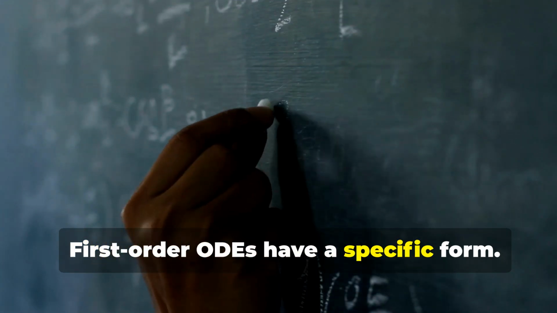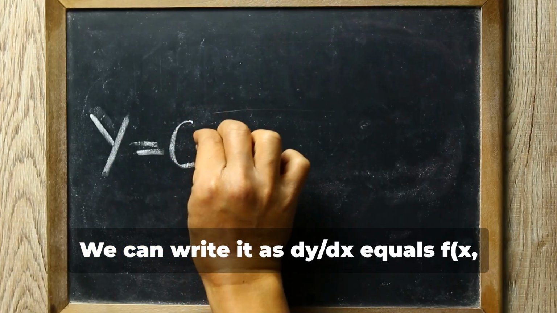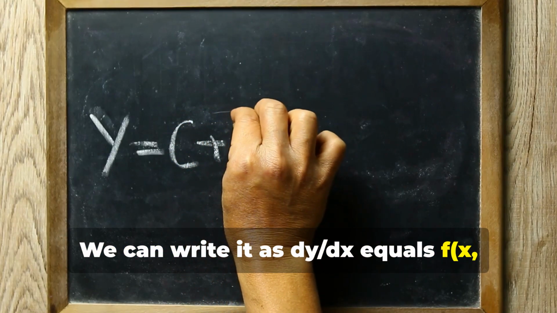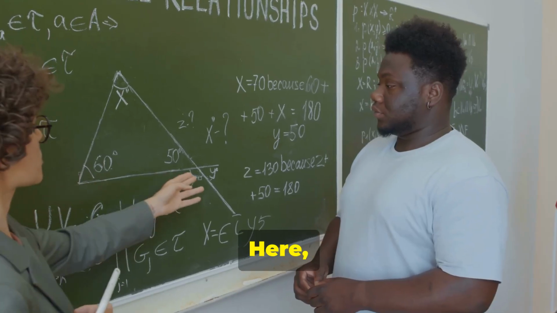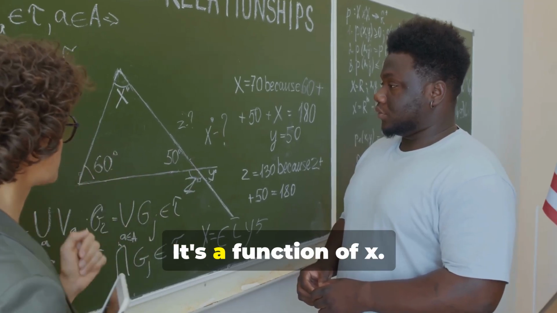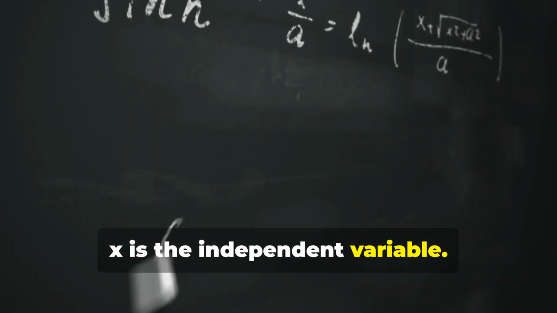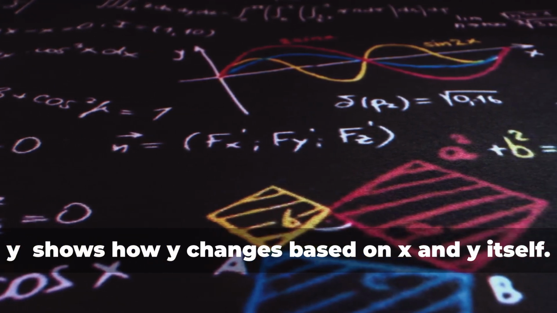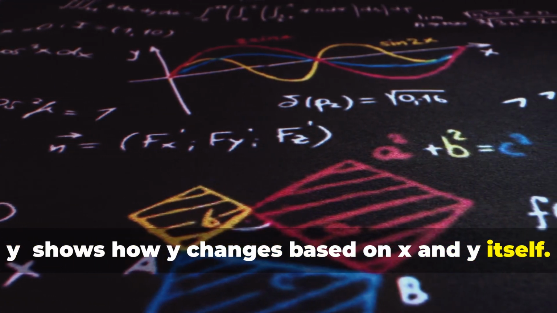First-order ODEs have a specific form. We can write it as dy/dx = f(x, y). Here, y depends on x. It's a function of x. x is the independent variable. f(x, y) shows how y changes based on x and y itself.